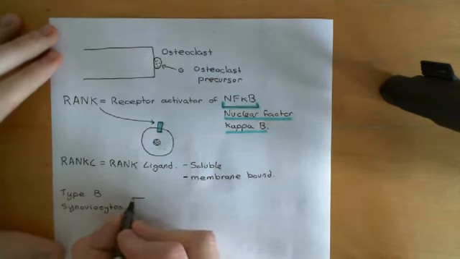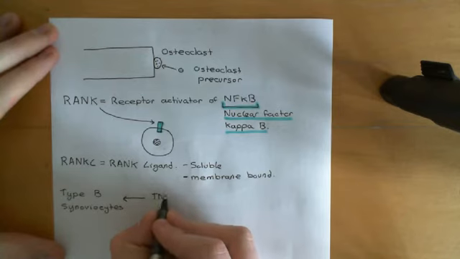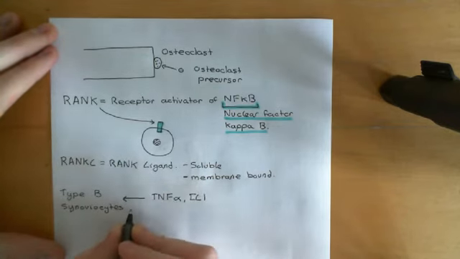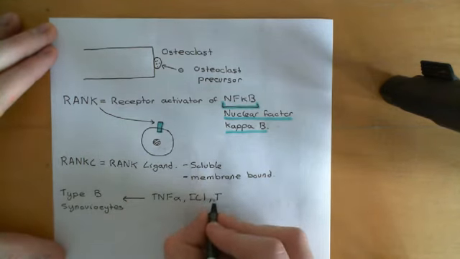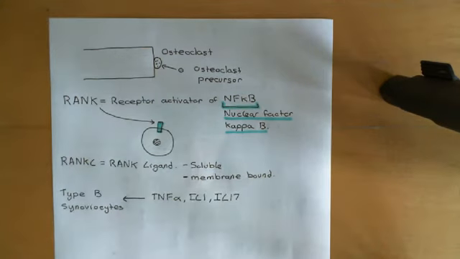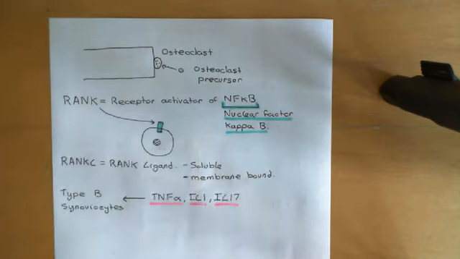Well, it is certain cytokines, and you've guessed the two that are involved in everything. Tumor necrosis factor alpha and interleukin-1 drive the expression of RANK ligand on the surface of the type B synoviocytes, and also interleukin-17 is very important, released by the T helper 17 cells, remember. So the chronically high levels of tumor necrosis factor alpha, interleukin-1 and interleukin-17 are going to drive the expression of RANK ligand by these type B synoviocytes.